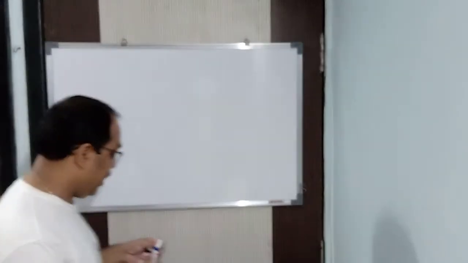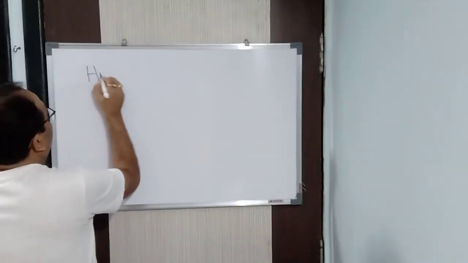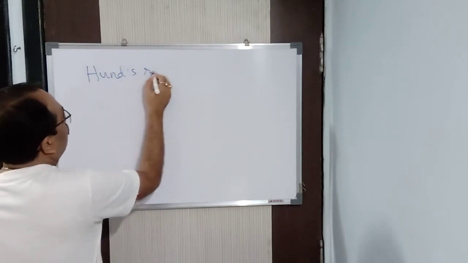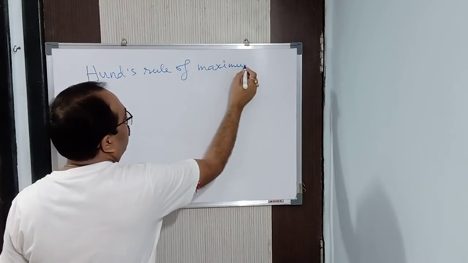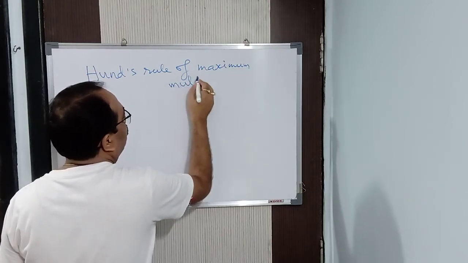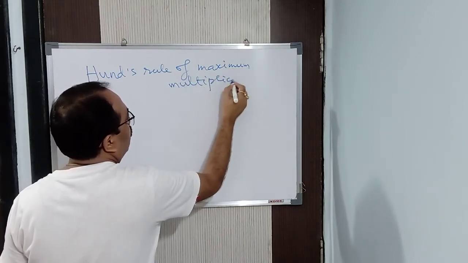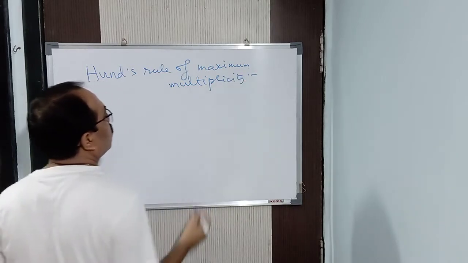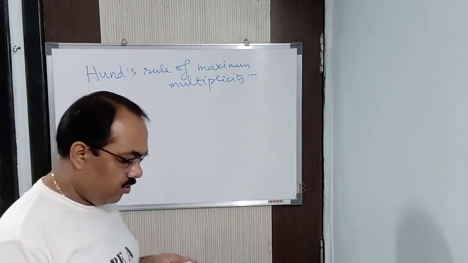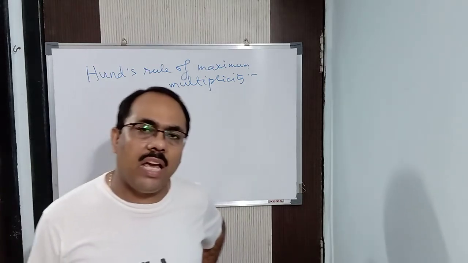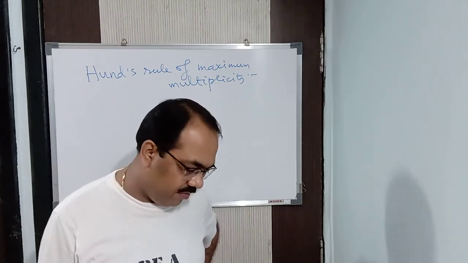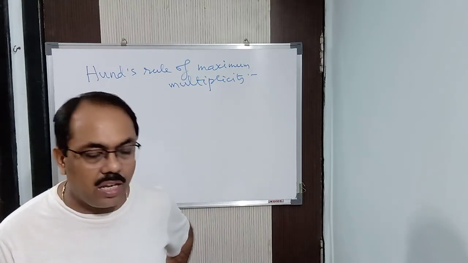Hund's rule of maximum multiplicity. What is that? Write down. Electron pairing in p, d and f orbitals cannot occur until each orbital of a given subshell contains one electron each, or is singly occupied.